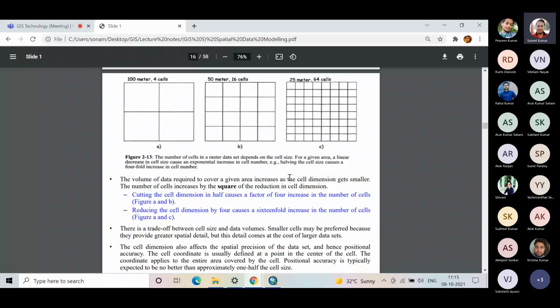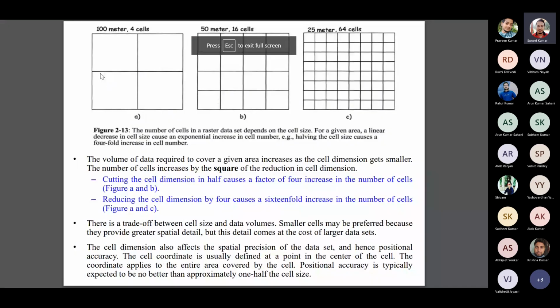As you can see on the screen, A, B, C, there are 3 figures given over here. Between A and B, the cell dimension is reduced by half. Between A and C, the cell dimension is reduced by 4. So you can observe that corresponding to the cell dimension change, the number of cells is increasing. There is a substantial increase from 4 to 16 to 64. So this is the relationship between the cell dimension and the cell volume.